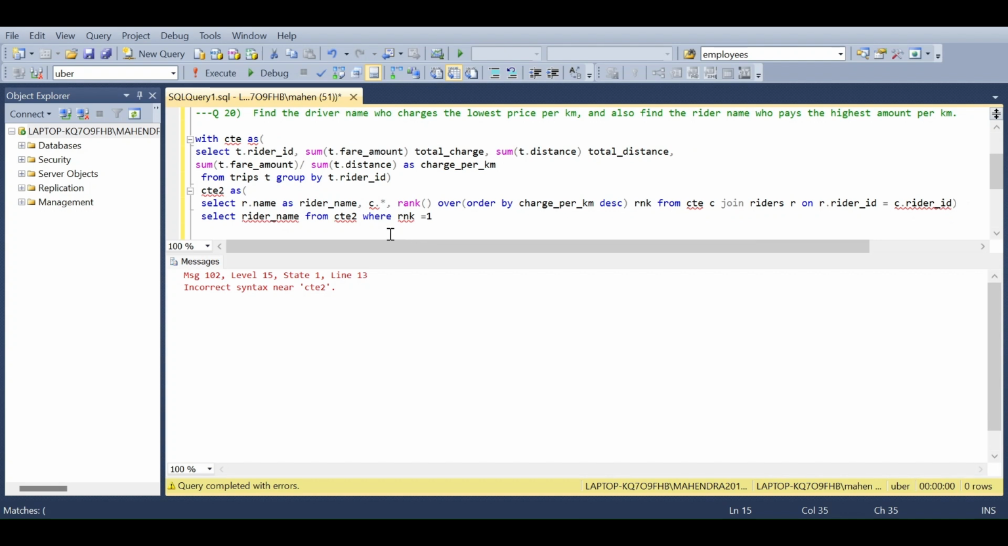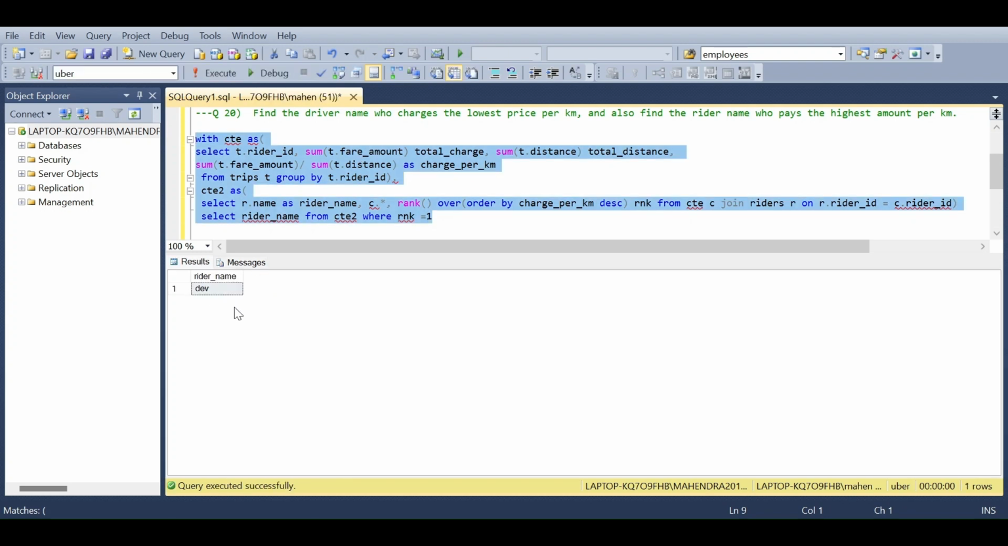Where we are missing out, incorrect syntax near CTE2, we need to use a comma right here. Okay, now if you see here, we are getting Dave, right? So this is the rider's information, who is paying the highest amount per each kilometer. Clear? I hope you understand this one.